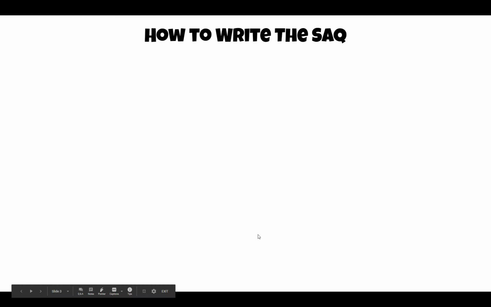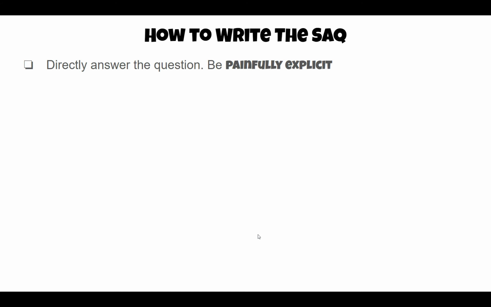So how do you write the SAQ? A couple things. You want to make sure that you directly answer the question. You have to be painfully explicit. Answer the question. Do not repeat the question. Answer it. This is one component of that ACE process, and again, I'll go over that in just a moment.